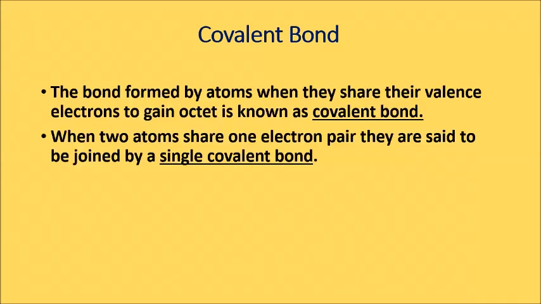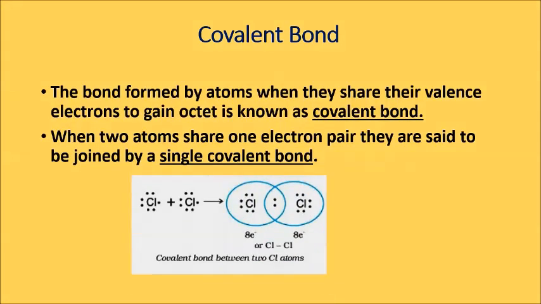When two atoms share one electron pair, they are said to be joined by a single covalent bond. So the first type is single covalent bond. It is the sharing between only one pair of electrons. An example is chlorine, where we have two atoms. One chlorine atom will have 7 outermost electrons. The second chlorine also will have 7 outermost electrons. When these two combine, how will they share their electrons?